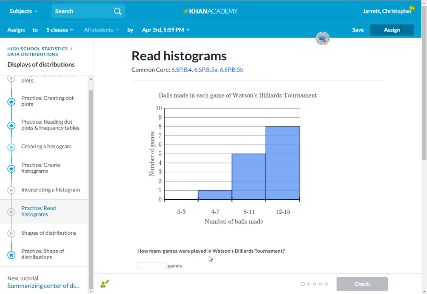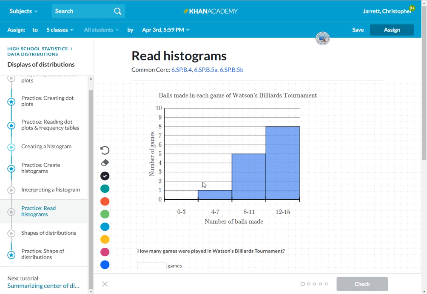Now, how many games were played in Watson's billiard tournament? Well, to answer that question, all of the games were played in Watson's billiard tournament. So really, they just want you to read each of those lines. Like we just said, there's one game between 4 and 7 balls, 5 games between 8 and 11 balls, and 8 games between 12 and 15 balls. So all you do is add them up. 1 plus 5 is 6, and 6 plus 8 will be 14. So there were 14 games. It doesn't matter how many balls were made, there were 14 games played.